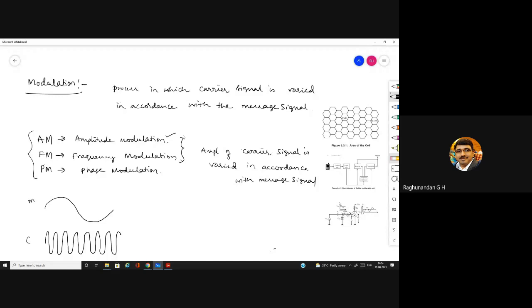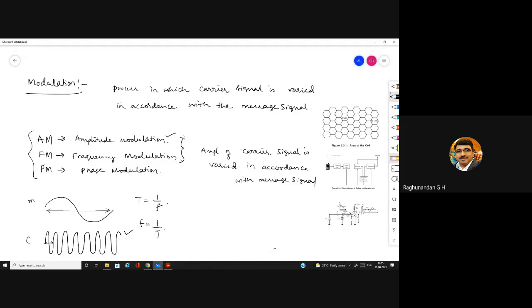Or in another way, you can tell that T is equal to 1 by F, F is equal to 1 by T. You just see, this is one cycle, right? From here to here, this is one cycle. Time period of this one cycle, and you just check with the time period of this. Whose time period is more? Message or carrier's time period? Message. Lesser the time period, what will be more? Frequency. Lesser the time period, frequency will be more, right? So on that basis, we can tell carrier signal is having higher frequency.